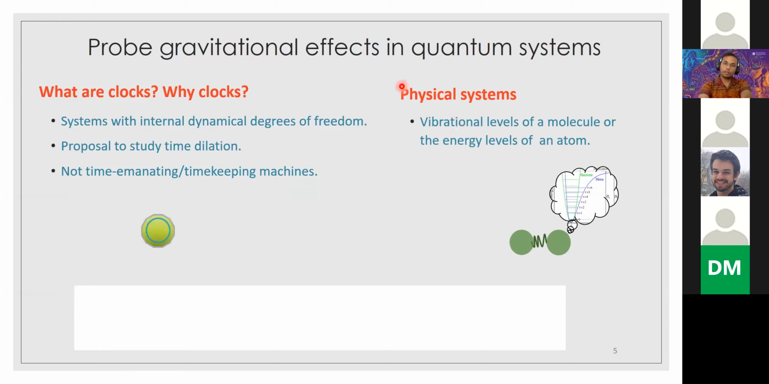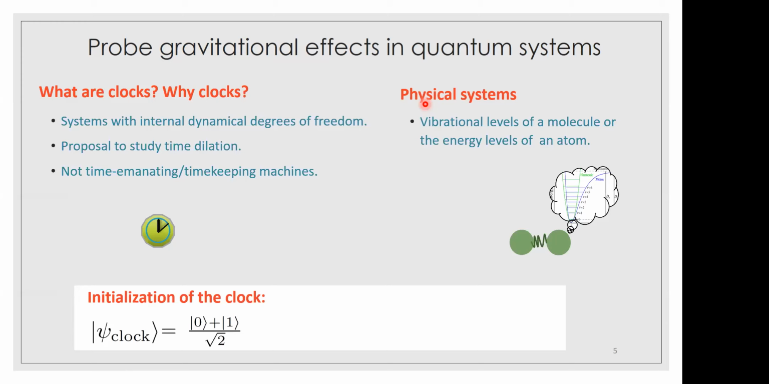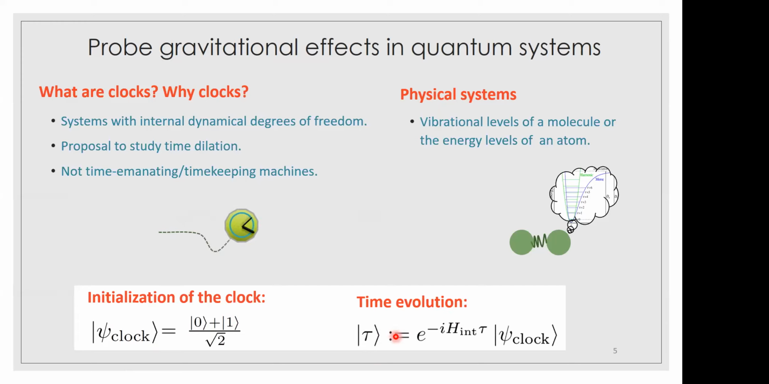How does a clock work? A simple clock that we are referring to works by time evolving according to the proper time. So you initialize the clock into some state which is not the eigenstate of the clock Hamiltonian. You time evolve it, and the time evolved state depends on the proper time tau. So we have put a label tau on the time evolved state, which evolves according to proper time tau and the internal Hamiltonian of the clock, h int.